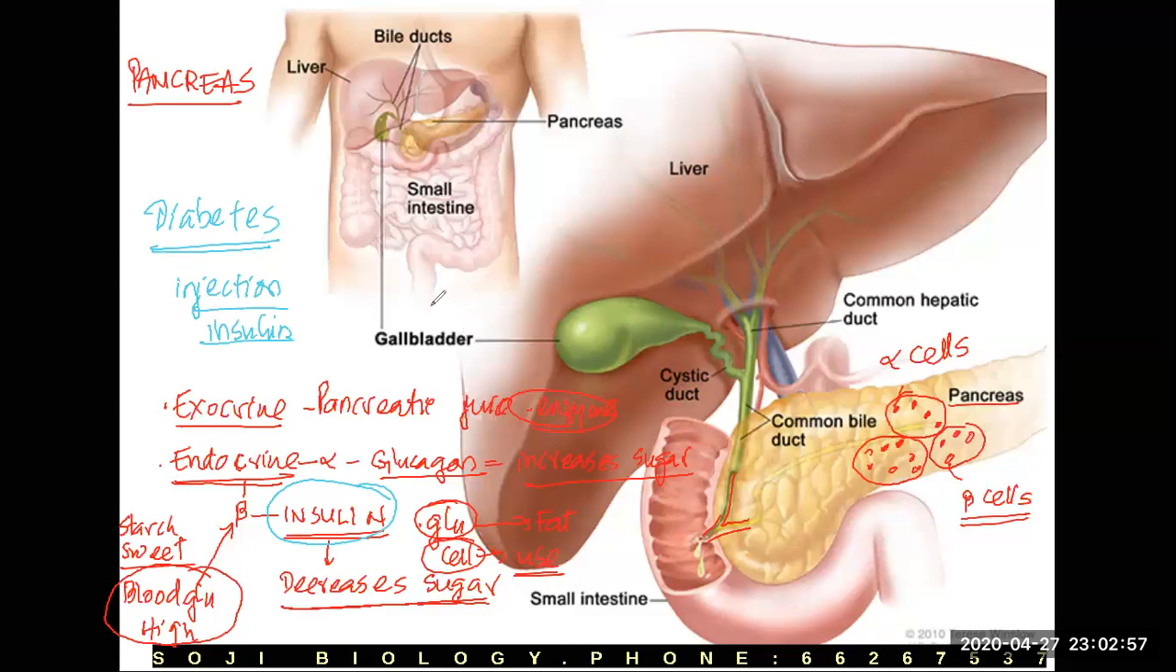So this is another endocrine gland, which is known as the pancreas. Remember, the pancreas has two functions, endocrine as well as exocrine. You studied the exocrine function in the digestive system. We don't mention that here. But here there are different cells. These cells, alpha and beta cells, don't produce enzymes. They only produce hormones. So we call it endocrine.